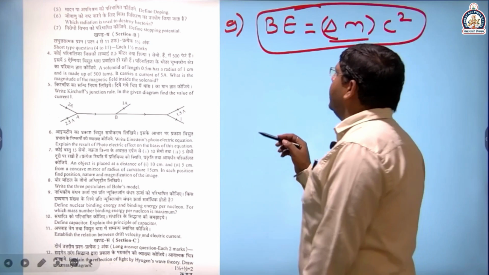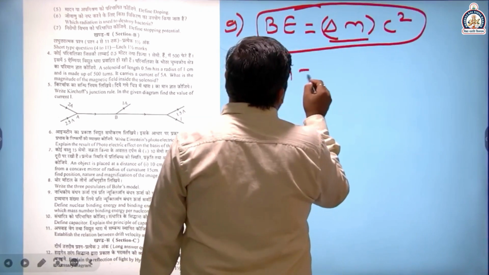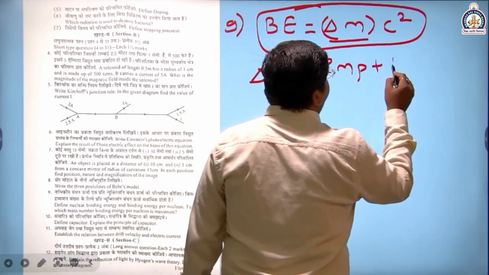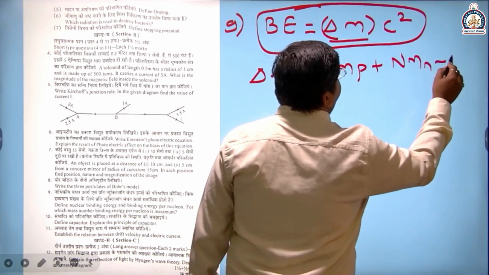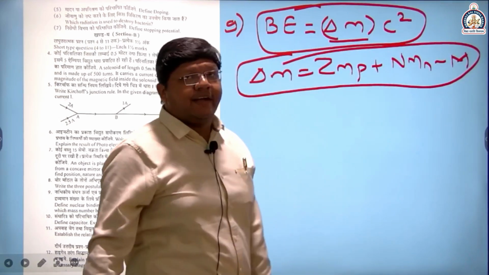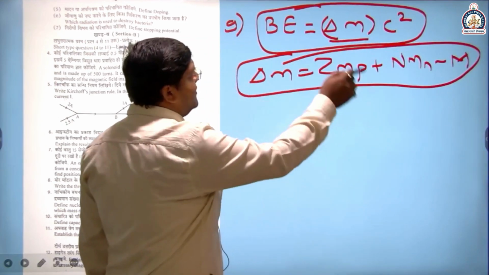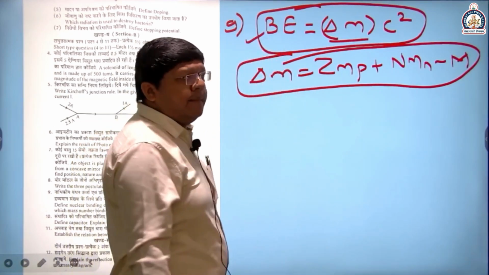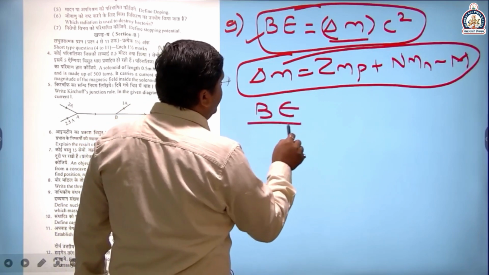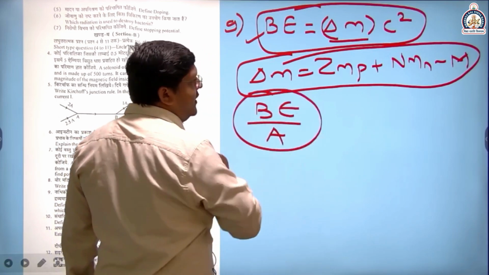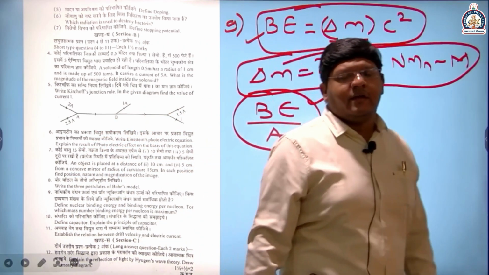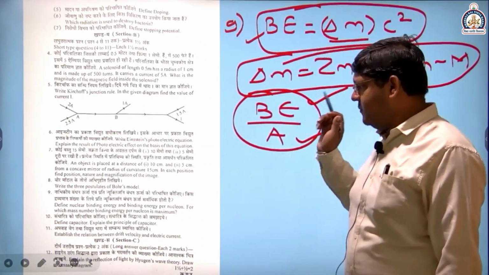Delta m is the mass defect, which is equal to Z times m_p, the total mass of protons, plus N times m_n, the total mass of neutrons, minus capital M. Capital M is the rest mass or the experimental mass. By just substituting the values, you can calculate the binding energy. The other question is related to binding energy per nucleon. Binding energy per nucleon is nothing but the ratio of binding energy upon mass number.